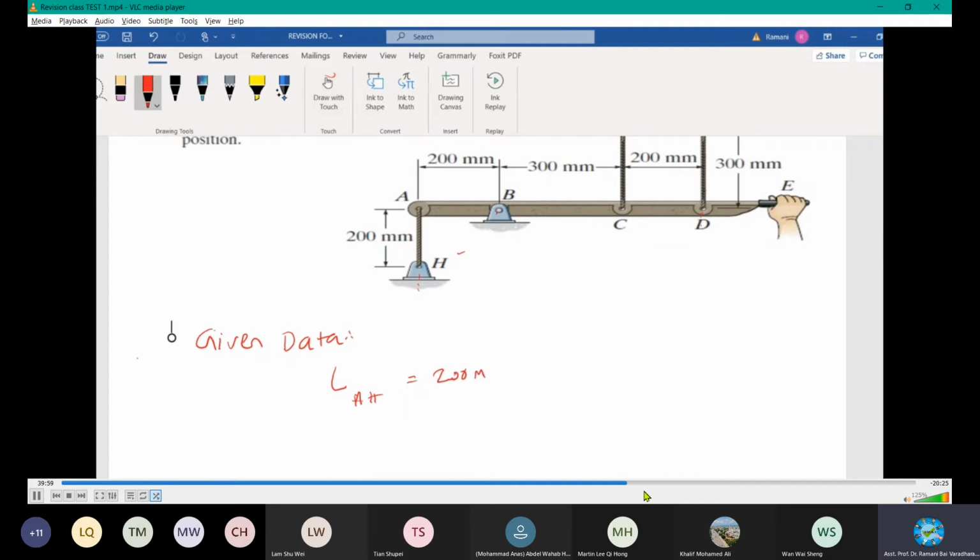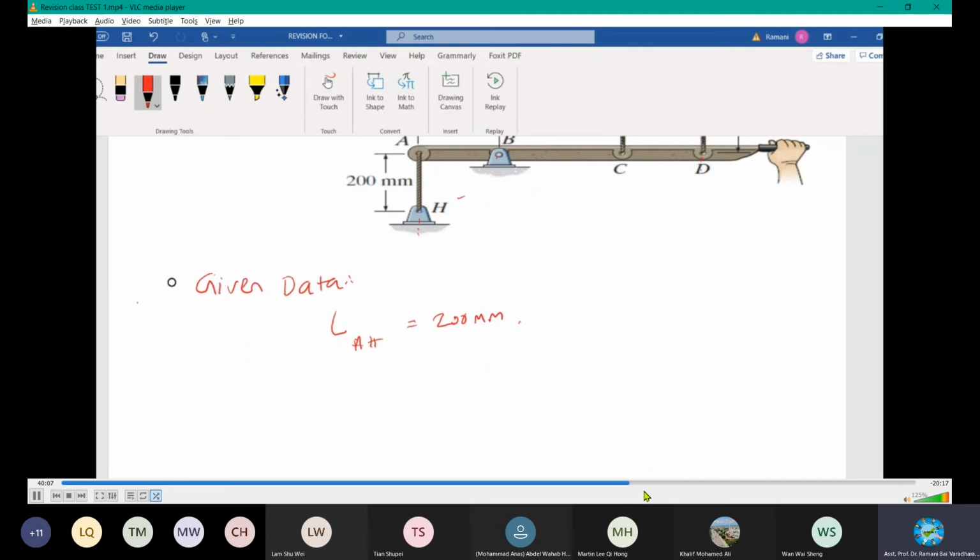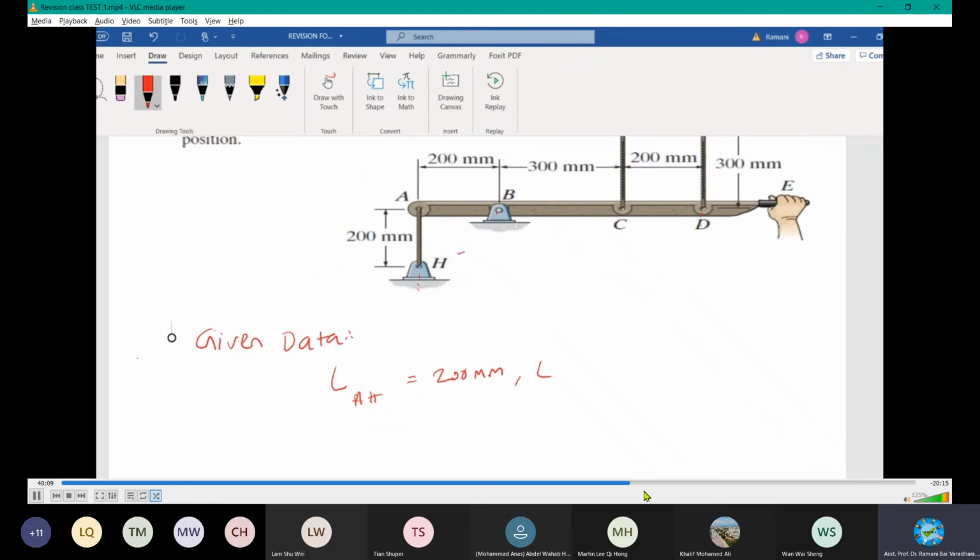What is the unit? Let it be mm. Okay, all in mm, because I'm going to find everything in mm, a convenient way. And then what is the length? Right here, to save some space.